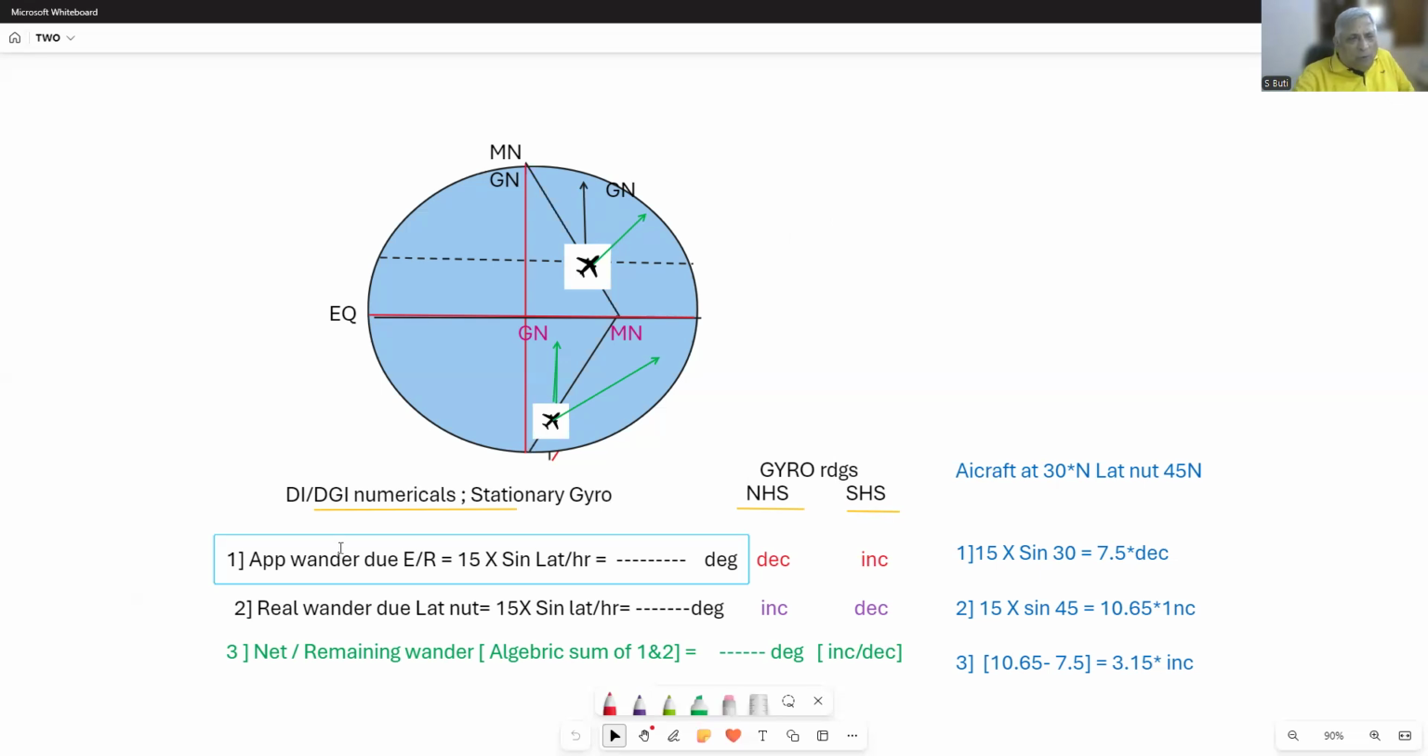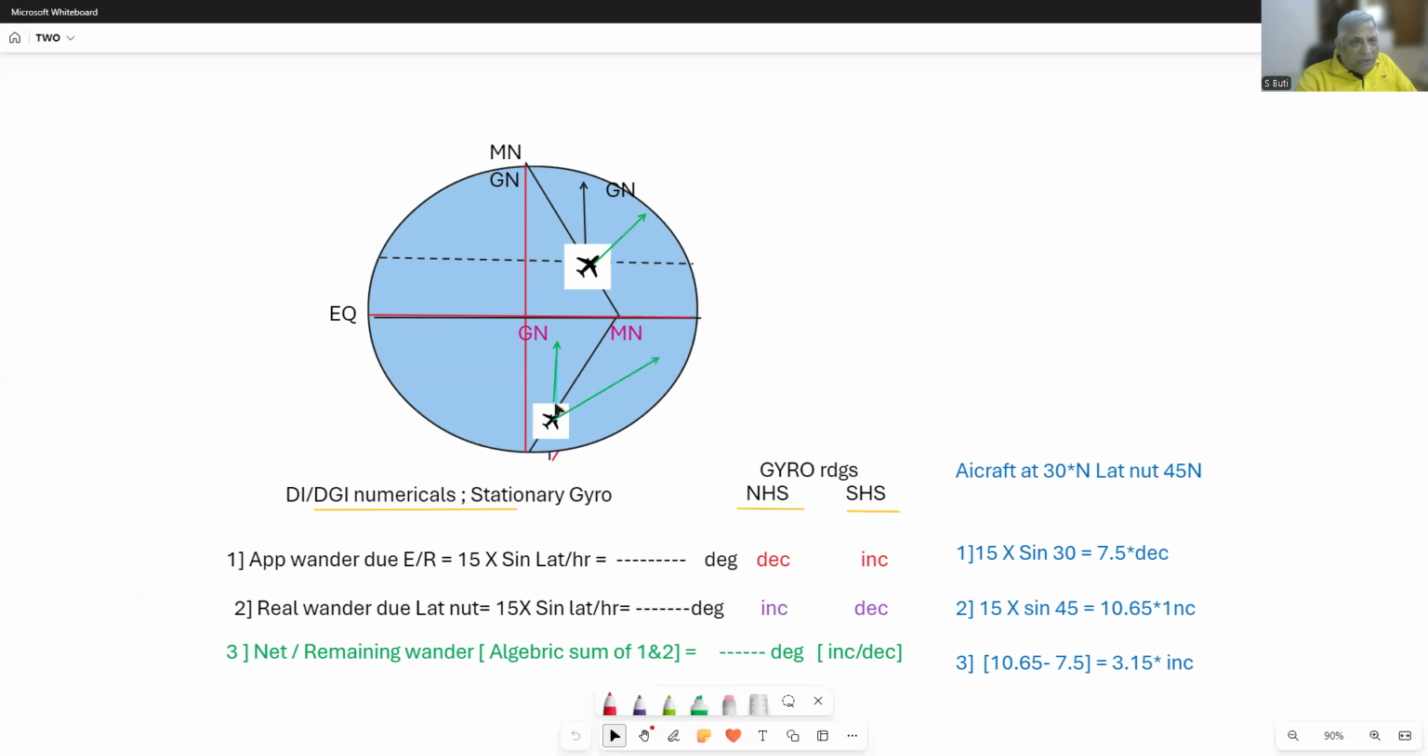And it can be calculated for a particular latitude by a formula: 15 into sine of latitude per hour. 15 degrees into sine of latitude, and remember this is per hour. Write down so many degrees. If you are in the northern hemisphere, write down gyro readings will decrease. If you are southern hemisphere, write down gyro readings will increase by this amount.